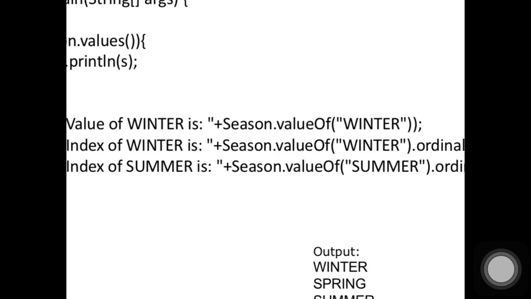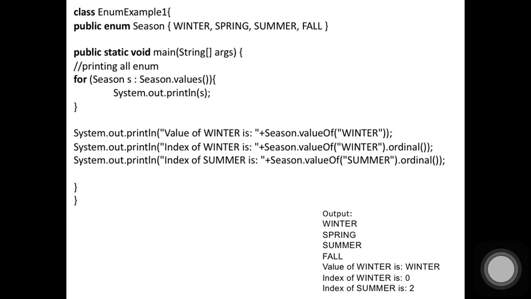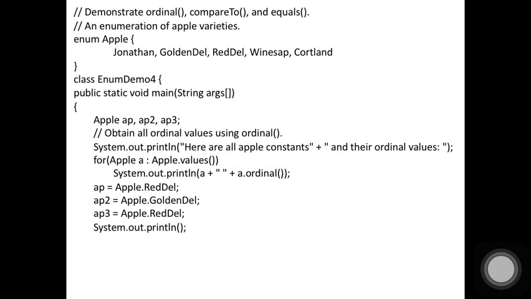So here winter is the first element or first constant, so its default value is 0. And the next is index of summer, the third println statement, where you are retrieving Season dot valueOf summer followed by the dot ordinal method. So it is in the third position, so it returns the value 2. So like that, we have three positions here. We can have values, valueOf, and the ordinal method and all. And we have a textbook example.